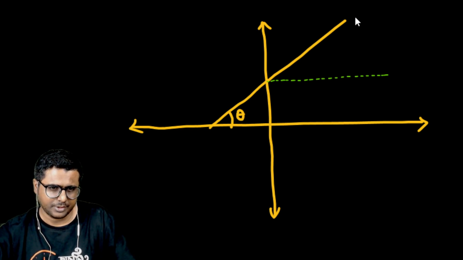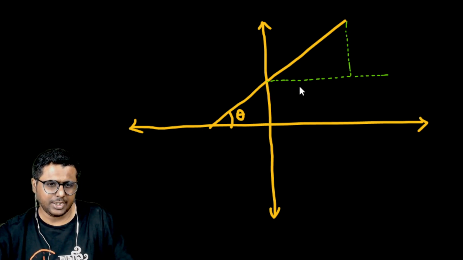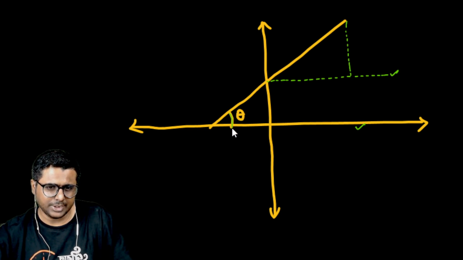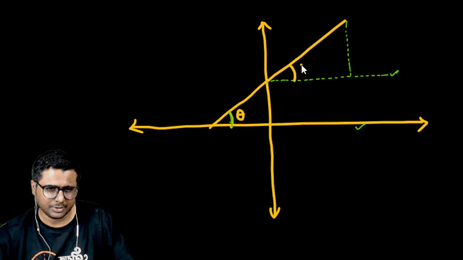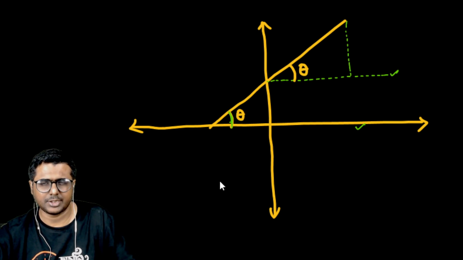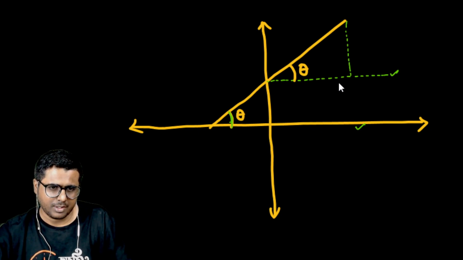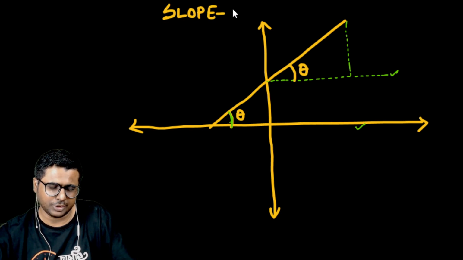Now I am drawing another line over here. So see, this line and this line are parallel. So this angle and this angle will be same. So this angle will also be theta. This angle will also be theta. Next, I am basically finding out slope intercept form. So I am finding out the equation of a straight line.